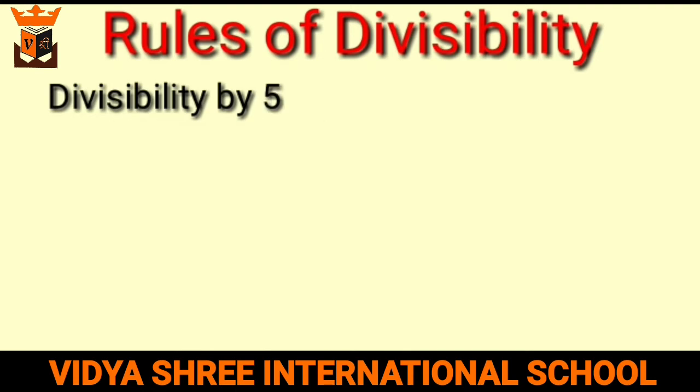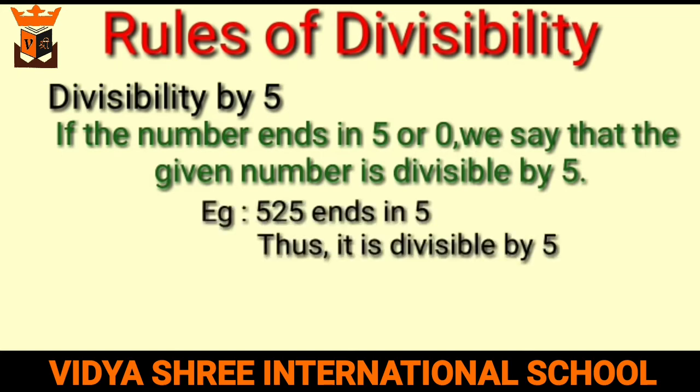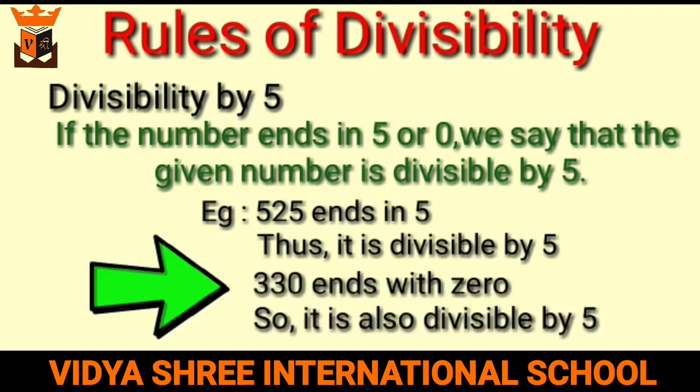Divisibility by 5. If the number ends in 5 or 0, we say that the given number is divisible by 5. For example, 525 ends in 5, thus it is divisible by 5. And the number 330 ends with 0, so it is also divisible by 5.